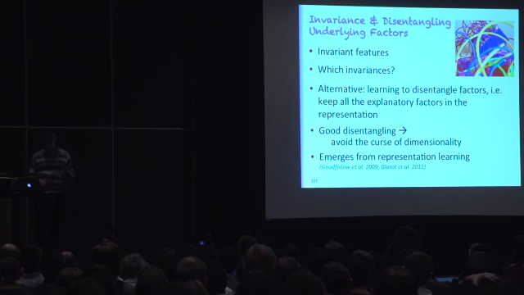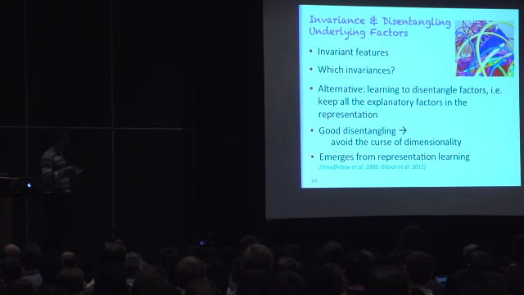So this is connected to another issue, which is invariance. A very traditional approach in pattern recognition is to try to eliminate from your data the aspects that you don't care about. So if you're doing object recognition, you want your features to be invariant to rotation, translation, and things like that. But if you're doing unsupervised learning, you don't know what the right invariances are.